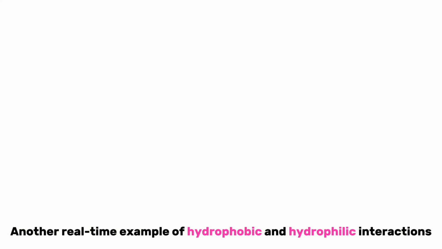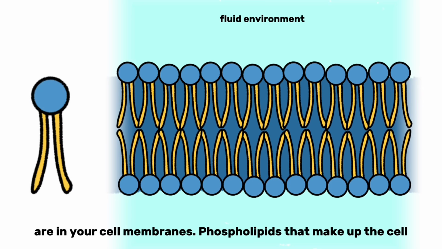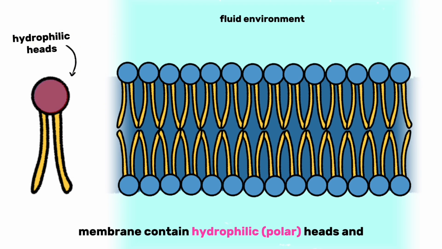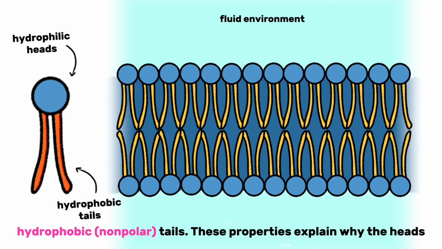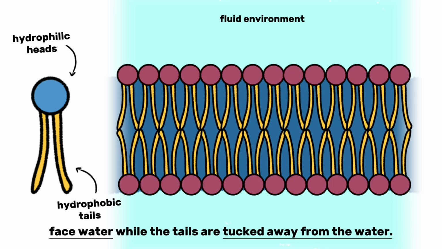Another real-life example of hydrophobic and hydrophilic interactions is in your cell membranes. Phospholipids that make up the cell membrane contain hydrophilic polar heads and hydrophobic nonpolar tails. These properties explain why the heads face water, while the tails are tucked away from the water.